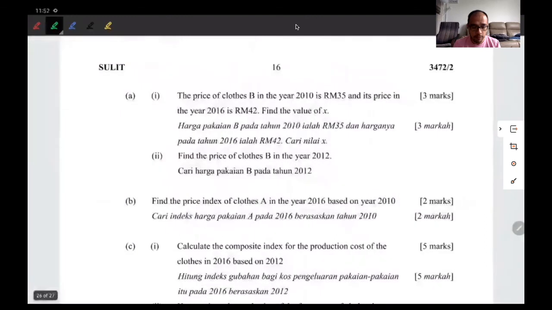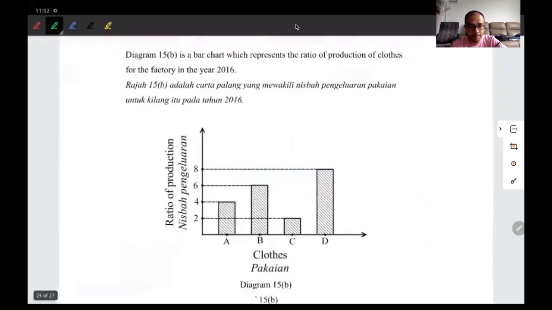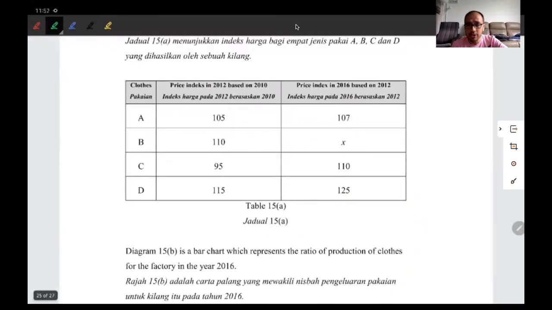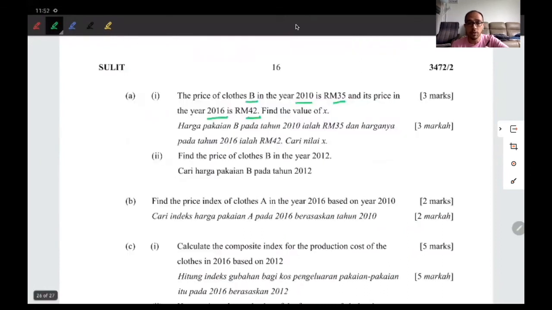First question. The price of clothes B in the year 2010 is 35. 2016 is 42. Find the value of X. Very strange, because X is 2016 based on 2012, but this one is 2012 based on 2010, and they give you 2010 and 2016, they don't give you 2012. So obviously you have to answer 2 in 1. Find the 2012 price and then find the value of X, which is possible.